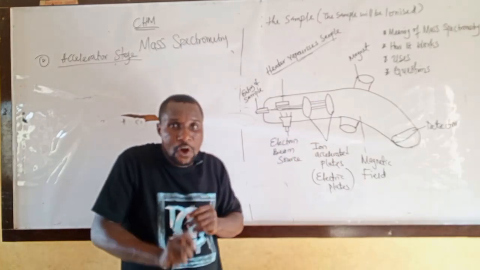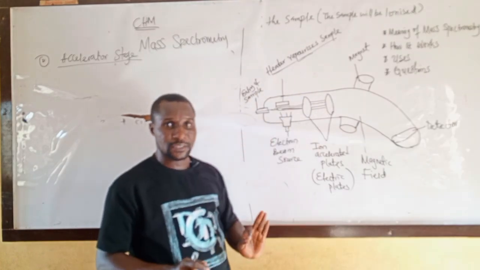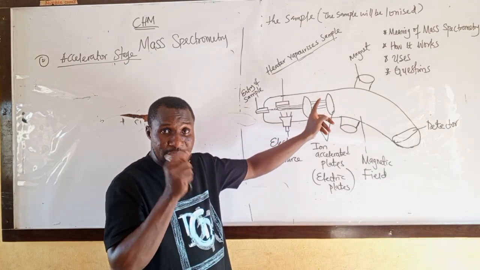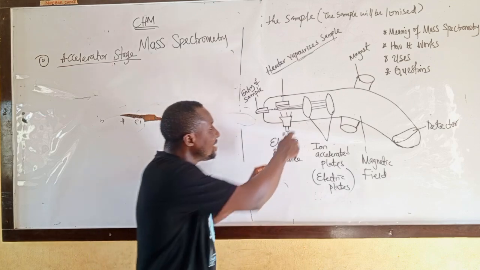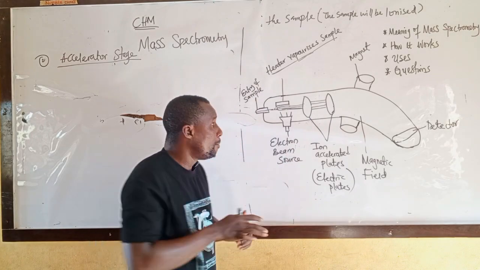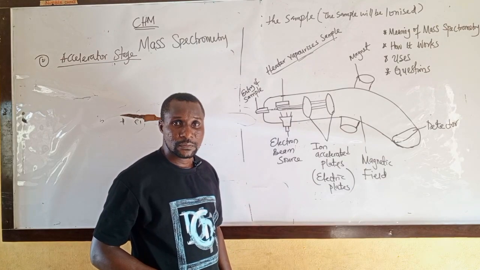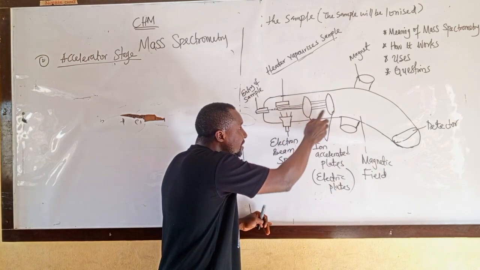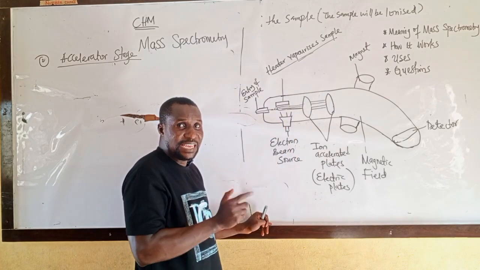The positive ions from the sample will be repelled by the positive charge plate. Take note. The acceleration that will occur here can be controlled by adjusting the charge on the plate. Don't forget, they are electric plates, which means they are charged plates.